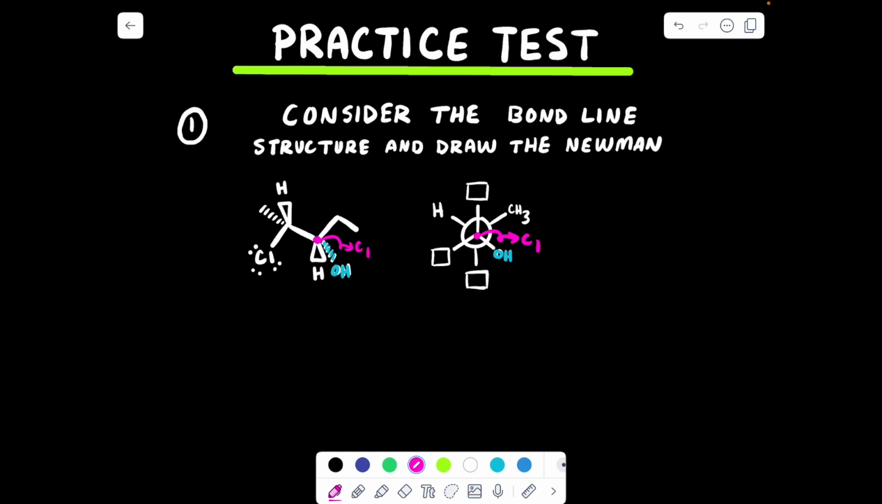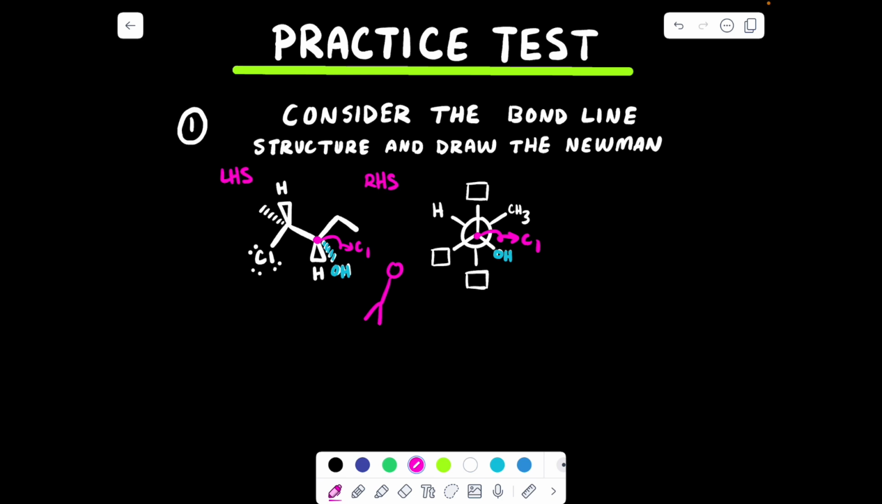And the front carbon in the Newman projection is also going to be the same carbon that you are staring at with either your eyeball or your human that you're going to draw in beside the bond line structure. So I always like to draw a human. If you need a refresher on why I draw a human, please go back to my Newman projections video. I go over this entire process.